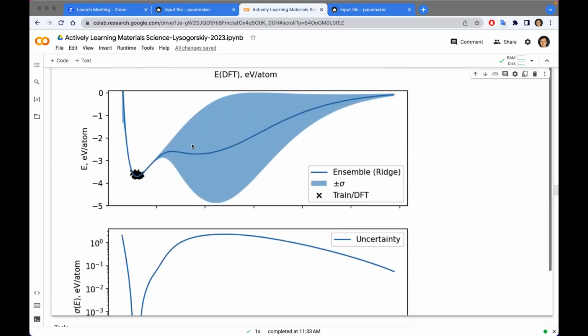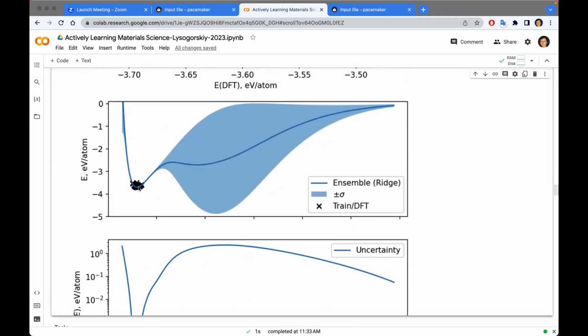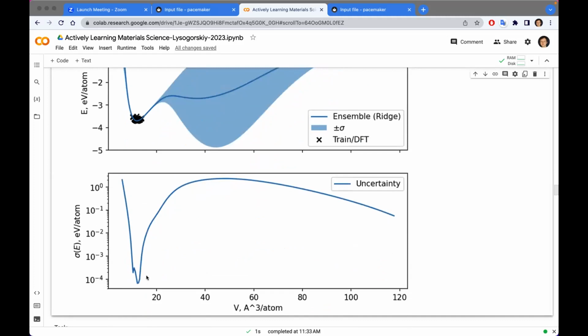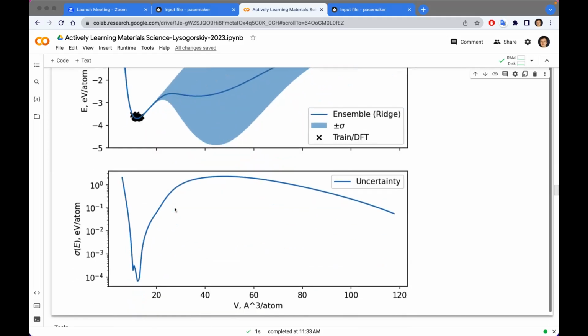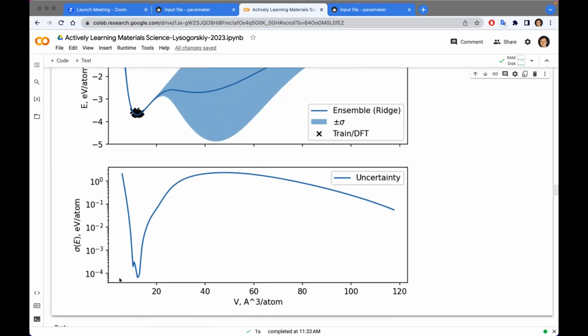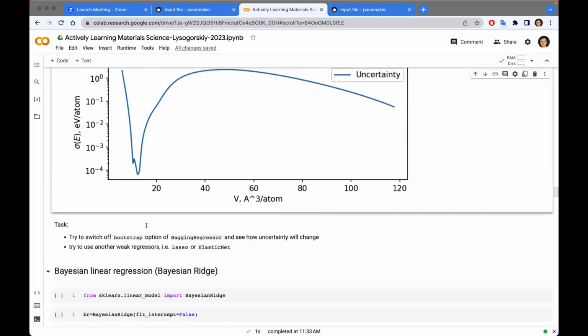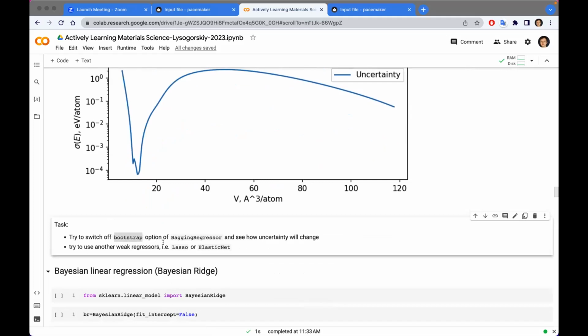You see that in the training region here, uncertainty is small. But once we go outside, it increases exponentially. So disagreement between different estimators of the ensemble increases. And even with the linear model, you can see that it indicates some extrapolation at larger and smaller volumes. So it works, basically. So yeah, you can try to switch off. Yes?